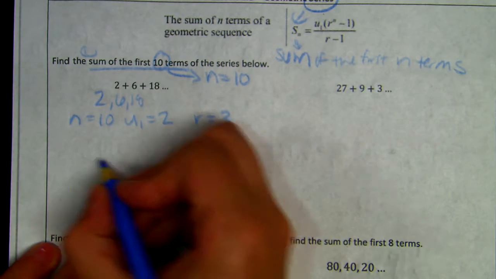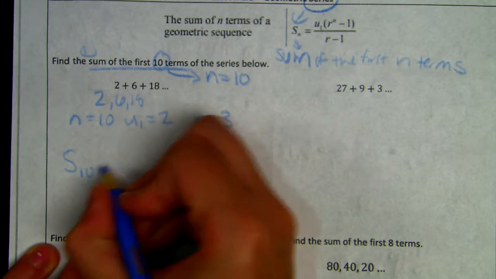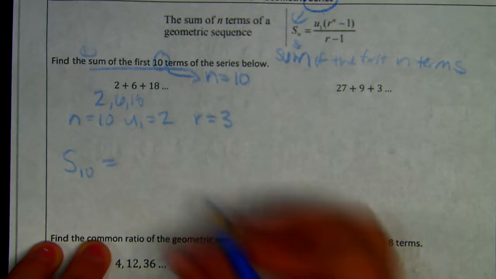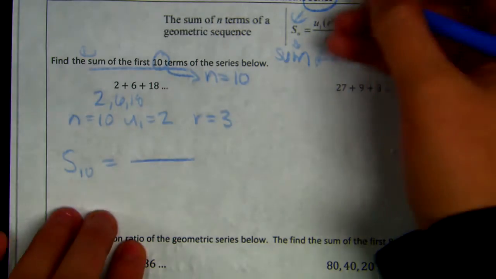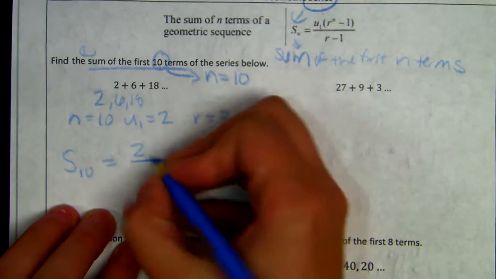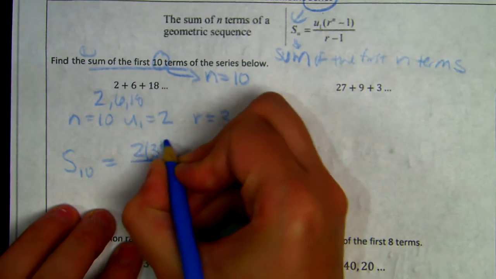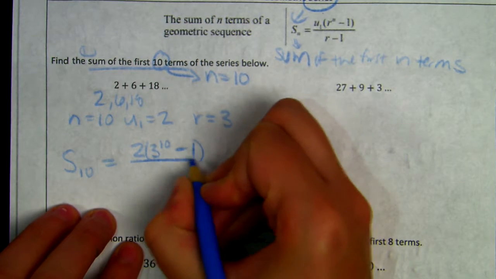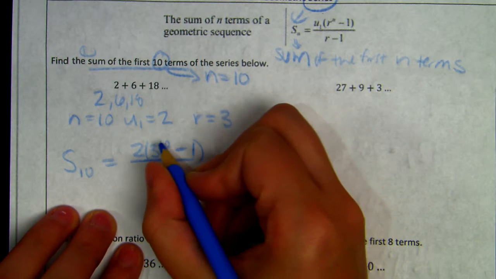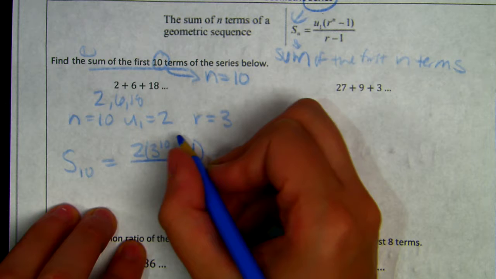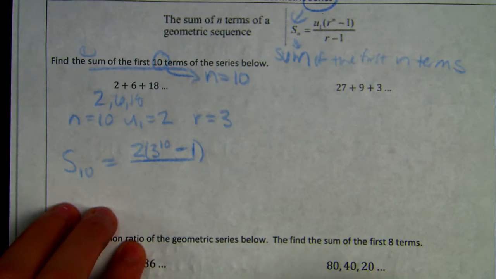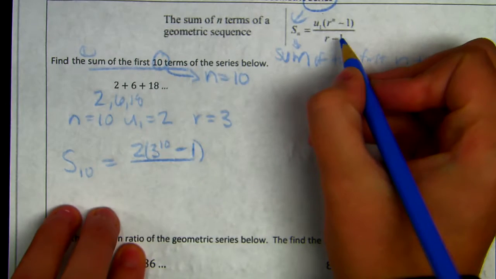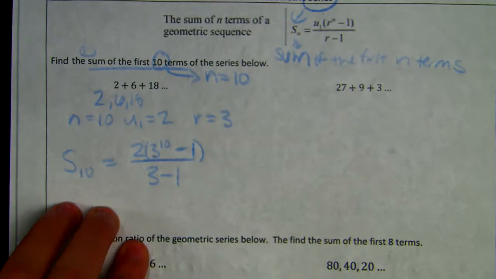Plugging it into my formula, I see that the sum of the first 10 terms, I'm going to draw in my fraction line, much like I would put it in on my calculator, is U1, which is 2, times 3 to the 10th power minus 1. Keep in mind, notice that minus 1 is not in the exponent. For the summing formula, the minus 1 is outside the exponent in just the normal numerator, over R, which we know is 3, minus 1.